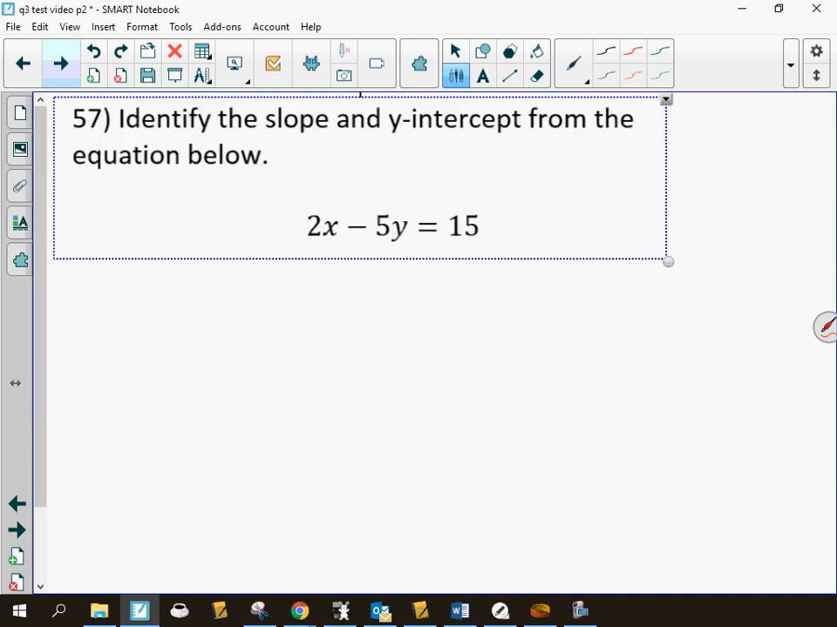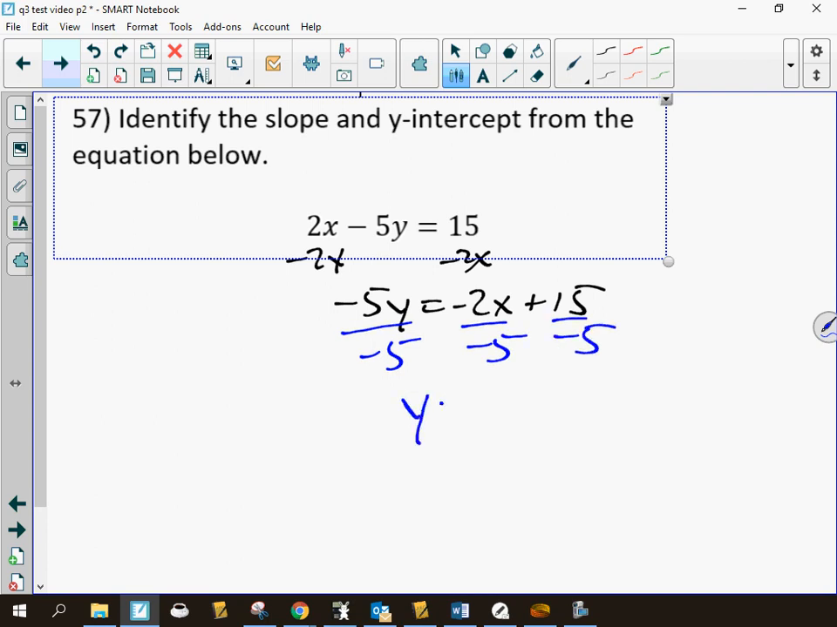All right, identify the slope and the y-intercept from the equation below. So once again, I want to solve it for y. I'll get -5y equals -2x plus 15. Divide both sides by -5. And I'll get y equals 2/5 x minus 3. So the slope is 2/5, but the y-intercept is -3.